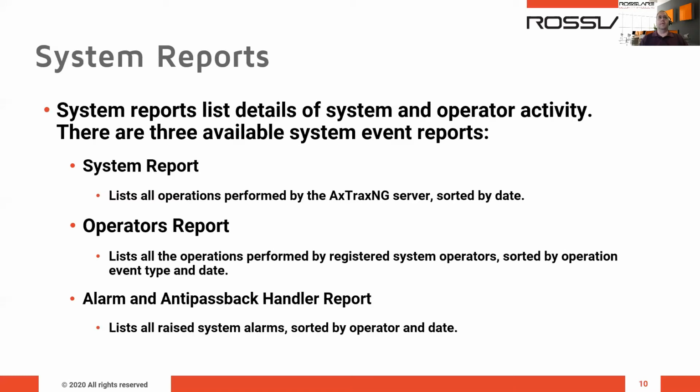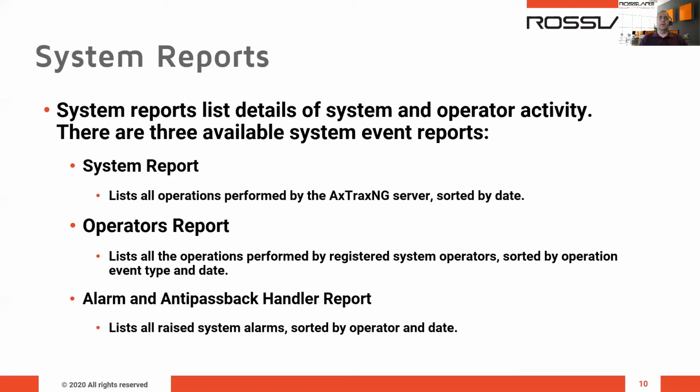The system reports give us the capability to report a list of details of the system and operator activity. There are 3 available system event reports. System report: a list of all operations performed by the AxTraxNG server, sorted by date. This is the automatic operation done by the server, automatic events logged by the server, etc.